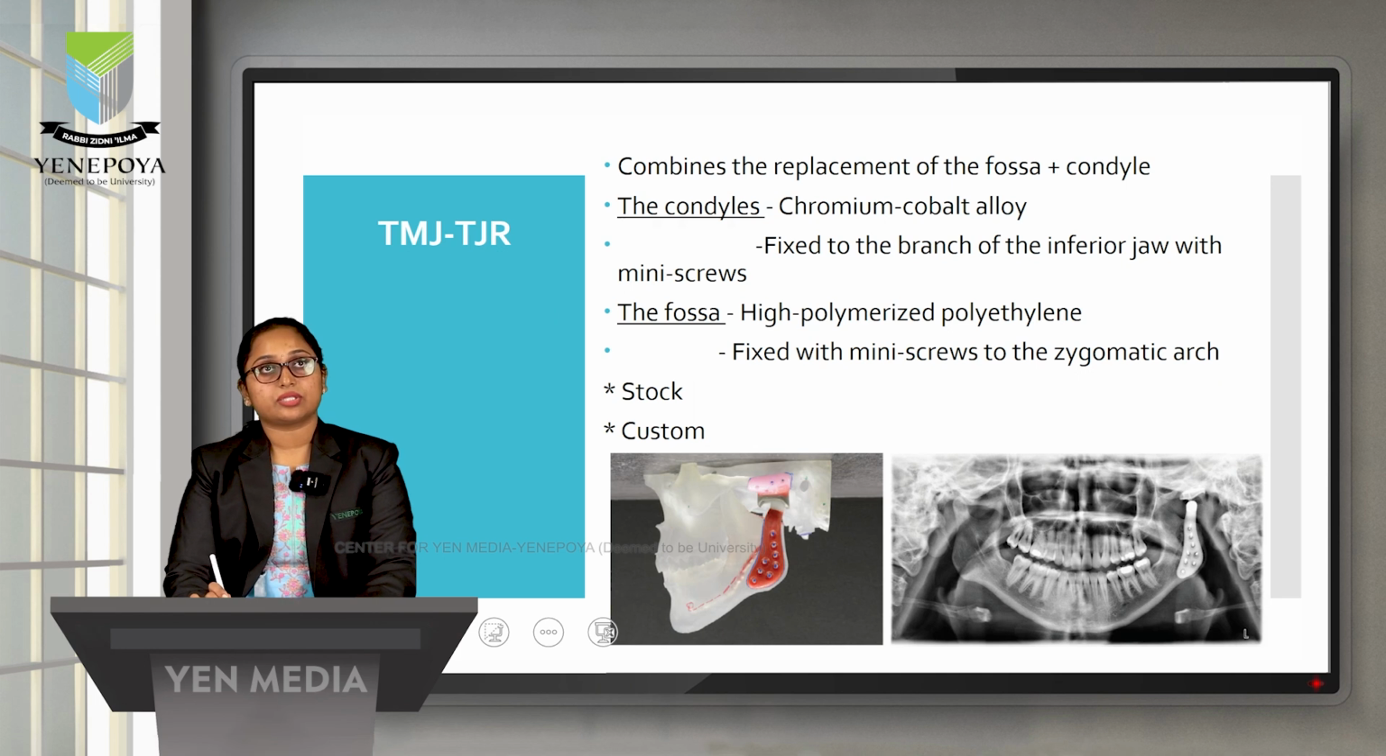And as a last resort, when all these surgical modalities or the conservative methods have failed, the last and the foremost resort is to do a temporomandibular joint reconstruction, in which the condyles usually are made up of cobalt chromium alloy, and the fossa component is made up of highly polymerized polyethylene, and then it is available as stock and custom made prostheses. This should be the last resort when all the modalities fail.